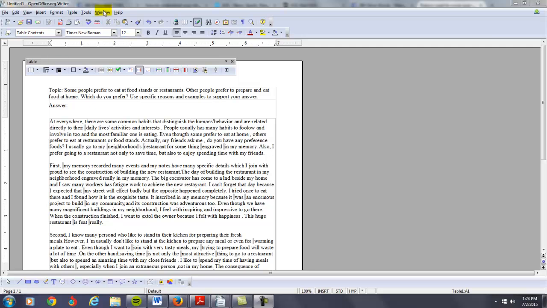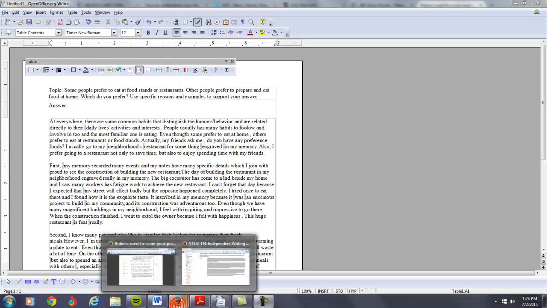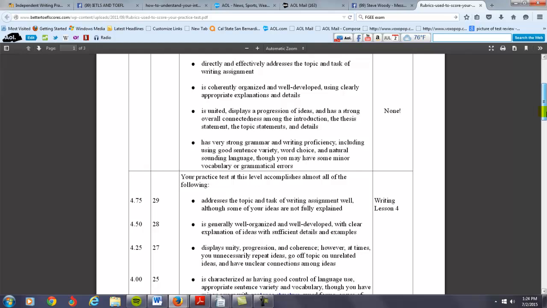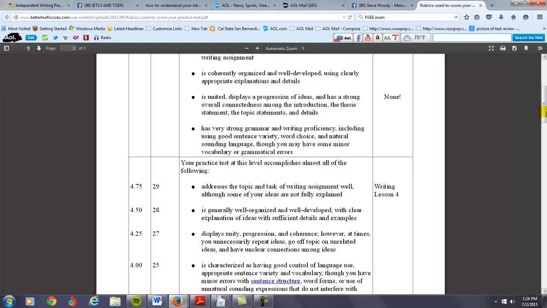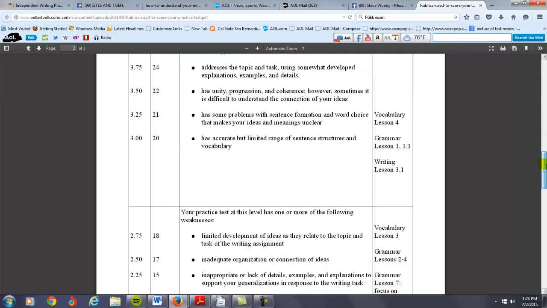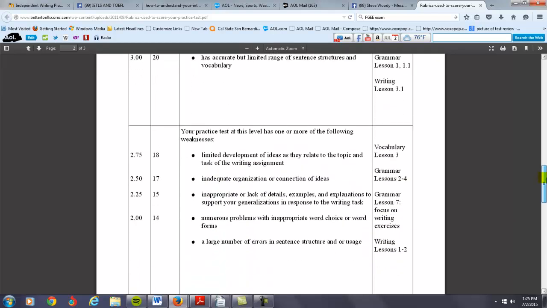Now, if we look at the rubrics here, you have a fairly decent organization. You have a lot of details in there, but you just have an enormous number of problems with either word choice, sentence structure, and so on, that are making it difficult for this essay to score high. So my best guess here, I think you have numerous problems with inappropriate word choice or word forms, a large number of errors in sentence structure and or usage.